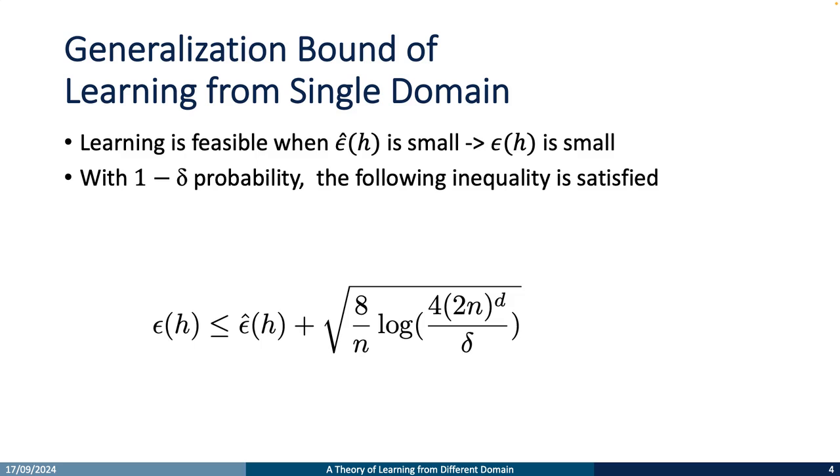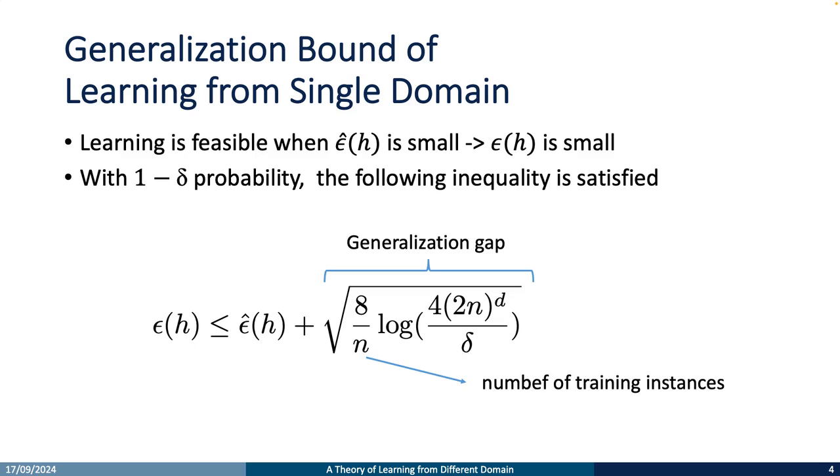On the left-hand side, we have the testing error epsilon, and on the right-hand side, we have the training error epsilon hat, plus an additional term. This inequality indicates that, with some probability, the testing error is bounded by the training error plus a generalization gap. The generalization gap term includes n in the denominator, where n is the number of training samples. The more training samples there are, the smaller the generalization gap becomes. When the generalization gap is small, a small training error implies a small testing error with high probability. This explains why increasing the amount of training data leads to better generalization.